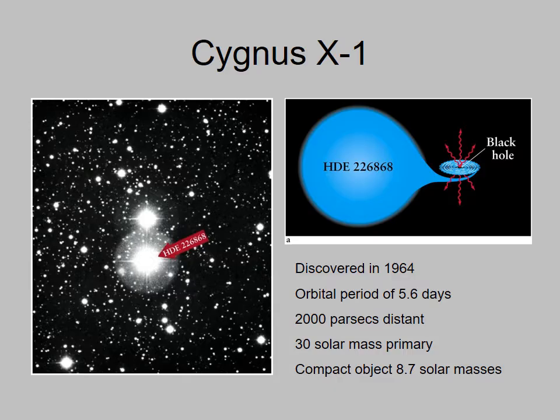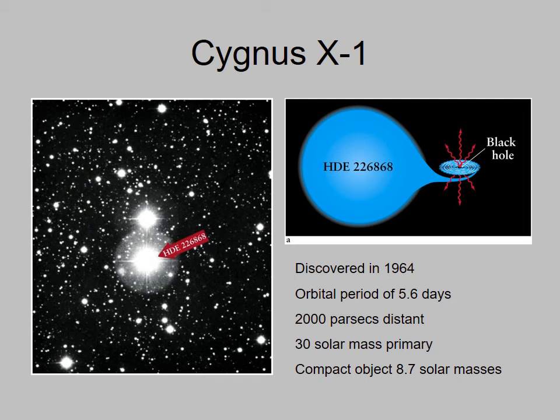Well, we actually found that in 1964. The star HDE 226868. This is the Henry Draper Extended Catalog. It's a blue supergiant, 30 solar masses. It's got a companion of 8.7 solar masses that orbit each other in a little under a week, about 5.6 days. Well, 8.7 solar masses is big enough to be a pretty bright star, except we don't see anything there. We just see a whole bunch of X-rays coming from it.